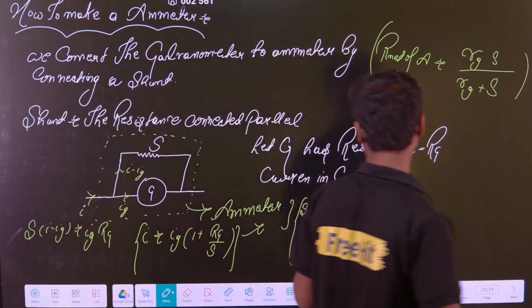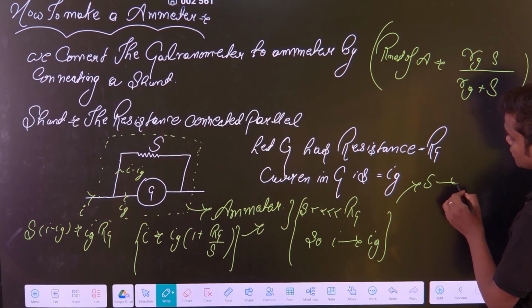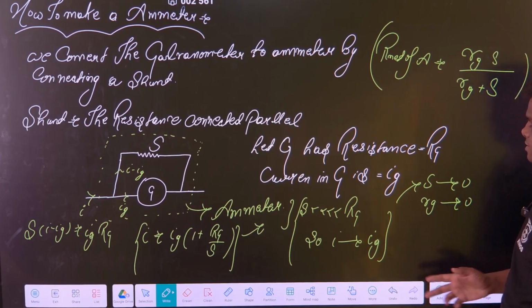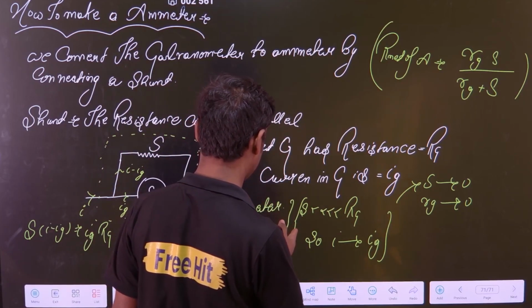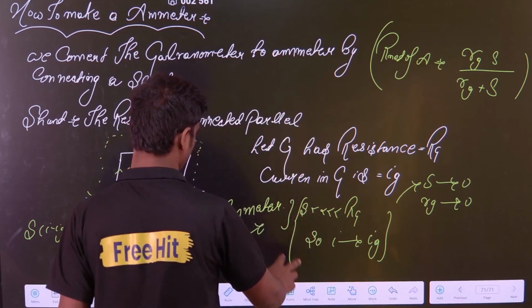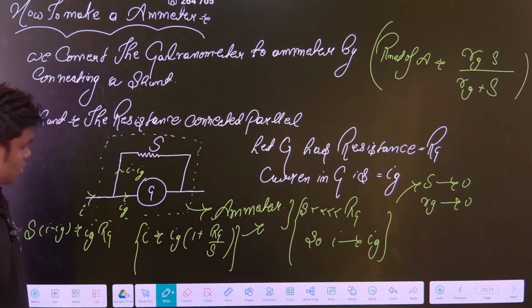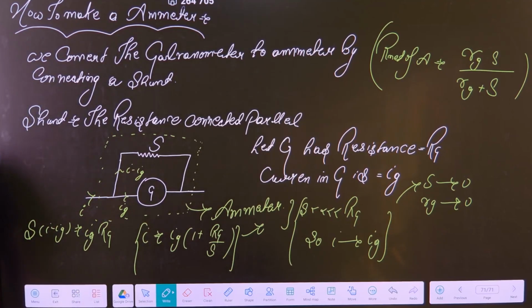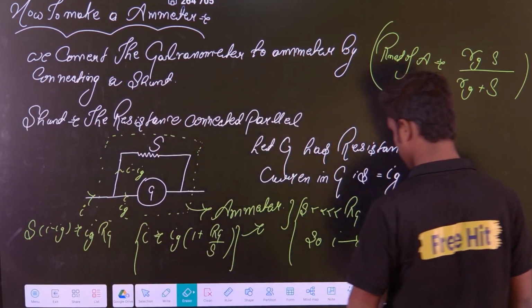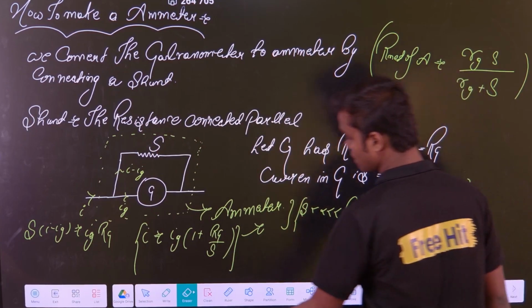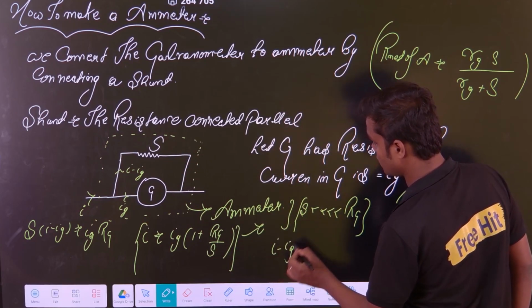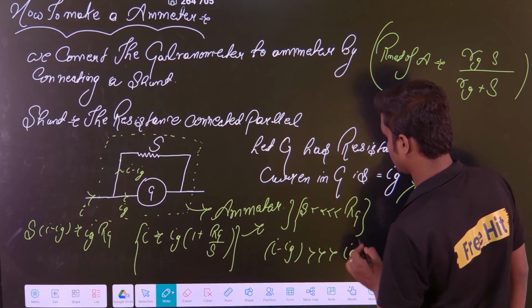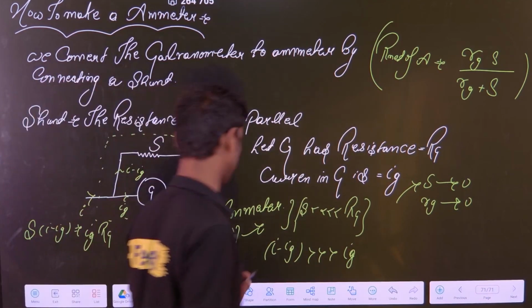Because in this equation, if you make S equal to 0, obviously Rg will also tend to 0, because S is less than Rg. Sorry, one minute, I made some mistake. S is less than Rg, correct? That means I minus Ig will be very much greater than Ig. Now it is correct.